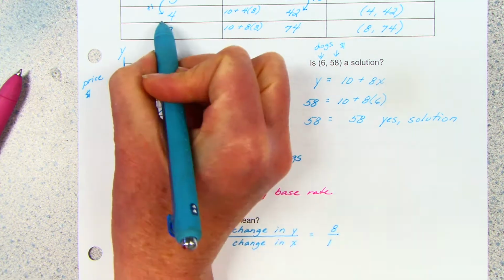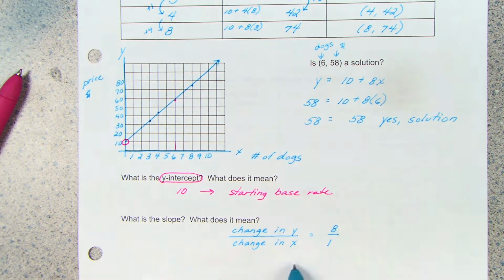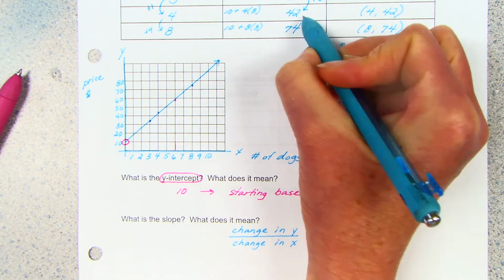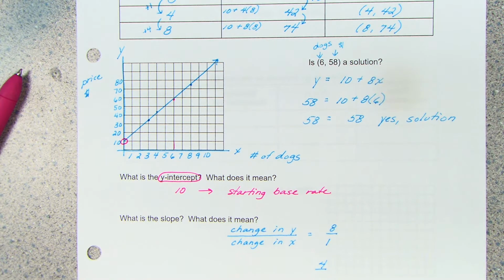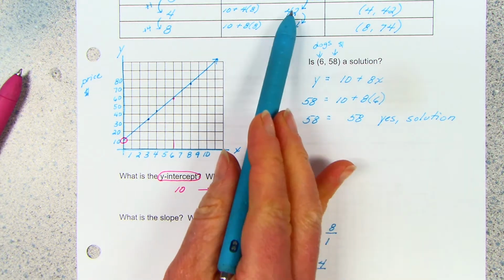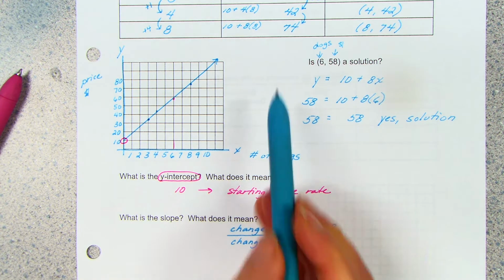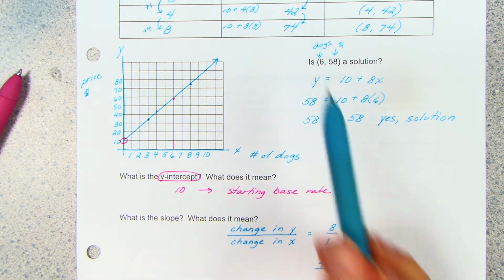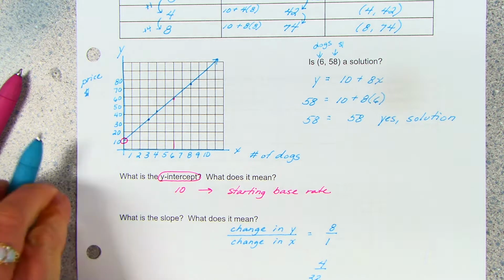I've got another point in here. Let's check the other point. This time, my x value went up by 4. And from 42 to 74, I might have to grab my calculator and see 74 minus 42. No, I can do that in my head. 4 minus 2 is 2, and 7 minus 4 is 3. So this is 32.